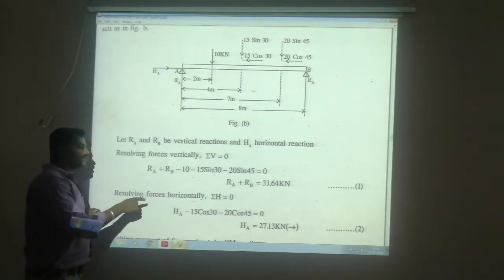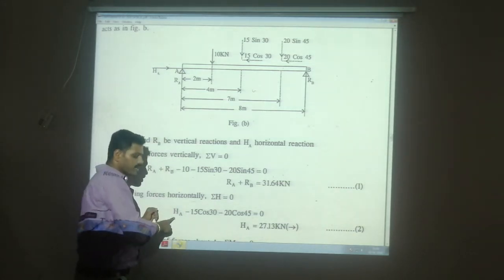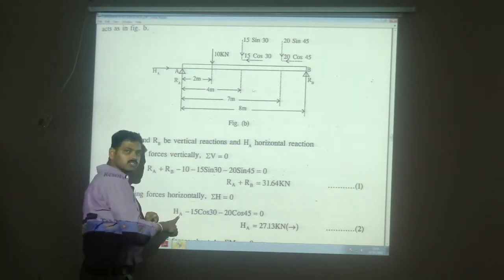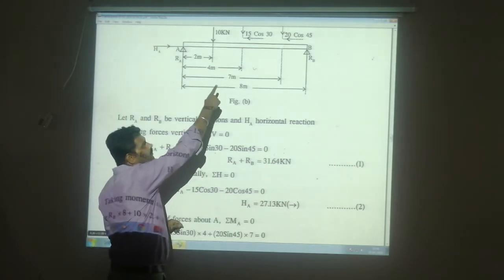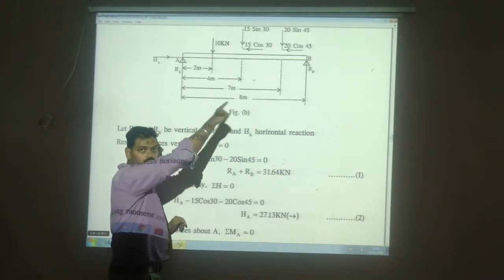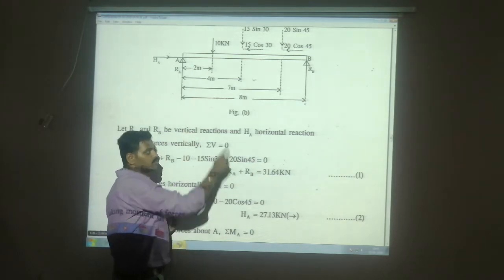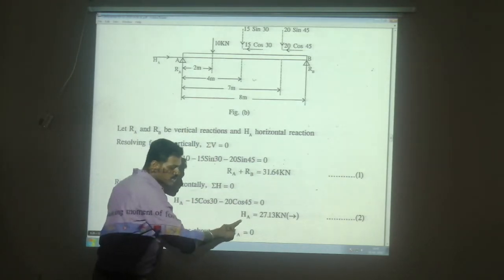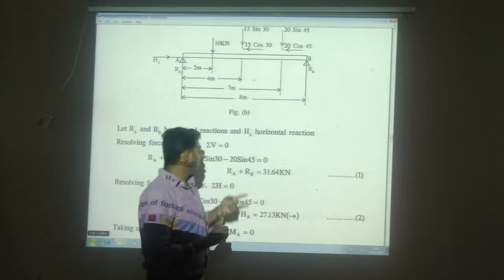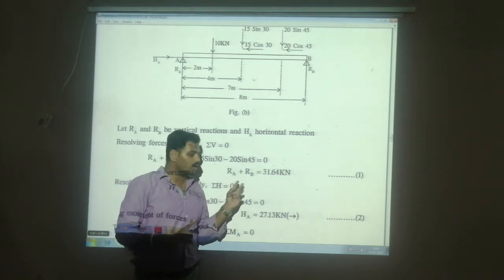Then resolving the forces horizontally, sigma H is equal to 0. The horizontal reaction HA at point A, horizontal right side as positive, HA is positive, minus 15 cos 30 because it is going left side, then again minus 20 cos 45, horizontal left side. So plus HA minus 15 cos 30 minus 20 cos 45 is equal to 0. Then HA is 27.13 kilonewton. But again RA and RB are two unknowns. So we have to find that.